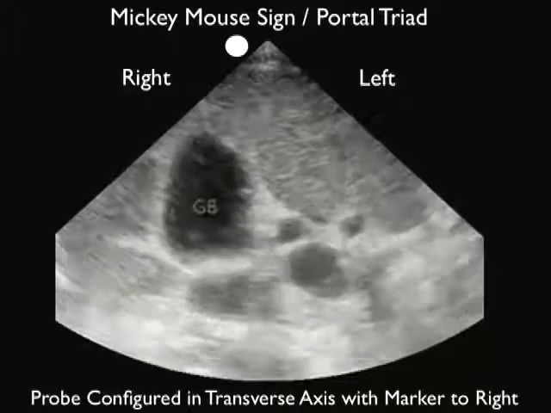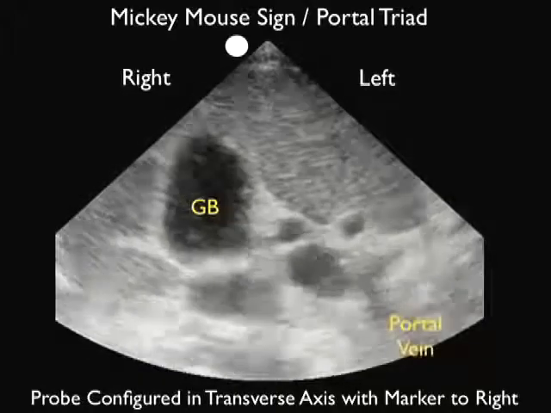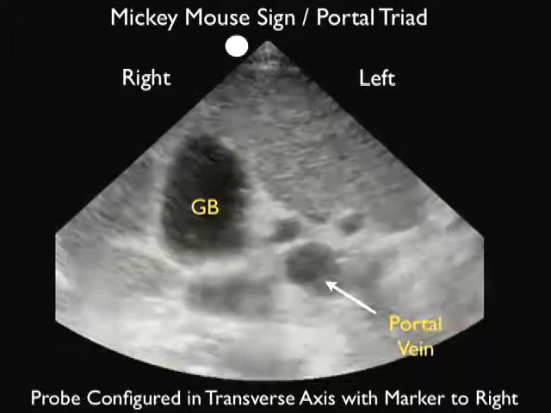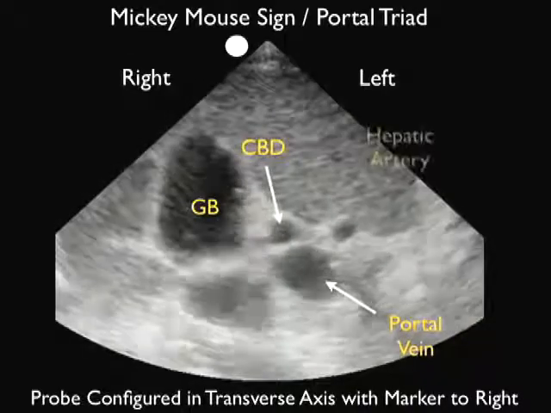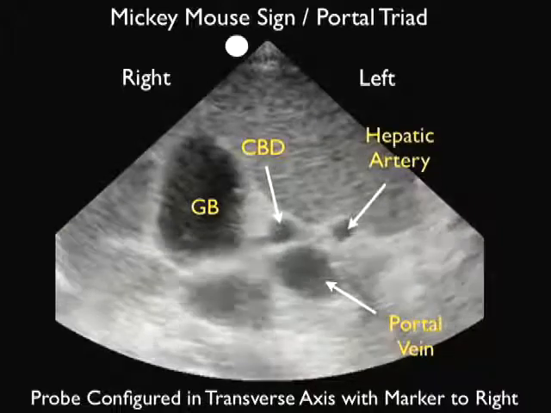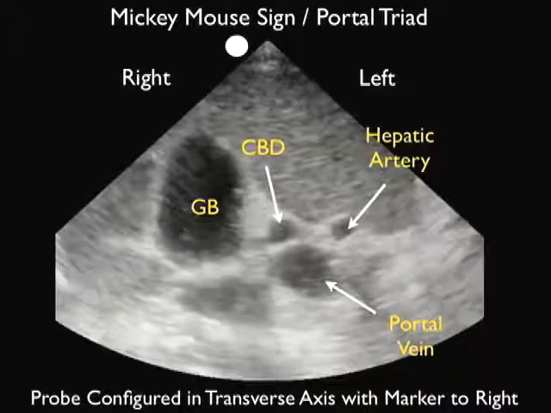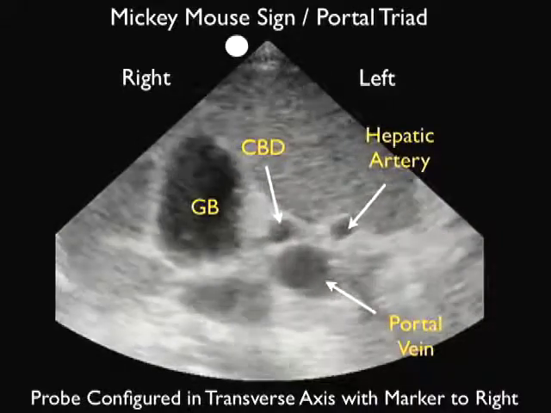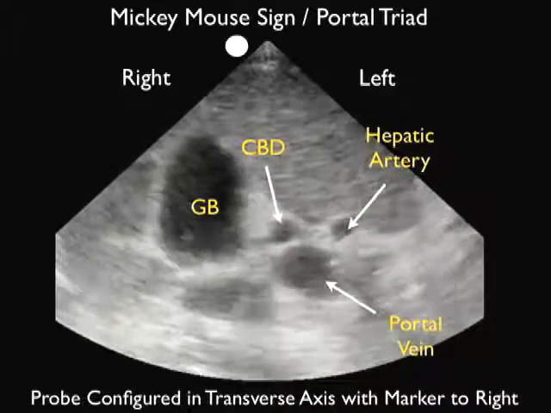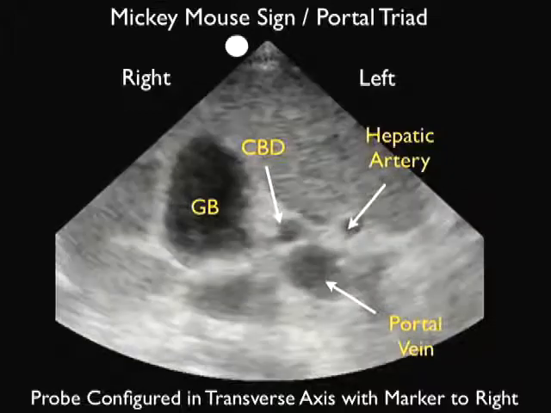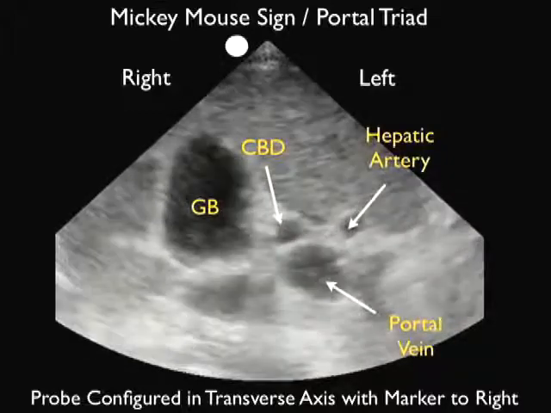Here's an interesting finding on bedside sonography known as the Mickey Mouse sign, or the ultrasound appearance of the portal triad. We see the gallbladder towards the left here, and notice the portal vein, the larger structure, towards the bottom of the image. On top of the portal vein, we see two structures making up the Mickey Mouse ears. The common bile duct makes up Mickey's left ear, and the hepatic artery makes up Mickey's right ear.